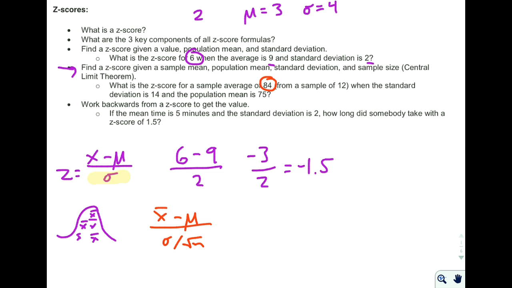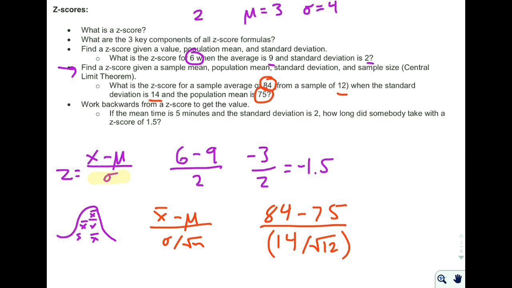So let's plug these values in. We have a sample average of 84, and we're comparing that to the population average of 75. So we are larger than average. We are 9 above average. How does that compare to the spread though? How many standard deviations is that? We would divide it by 14, but not so fast. We have a sample of 12. So not just dividing it by 14, but 14 over square root 12.